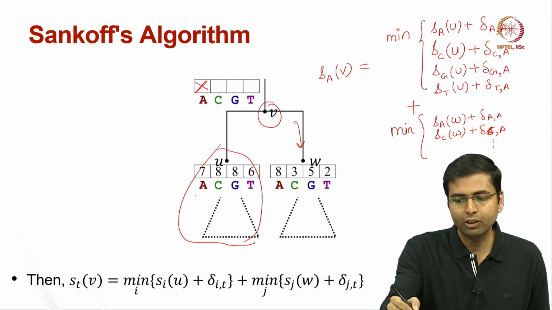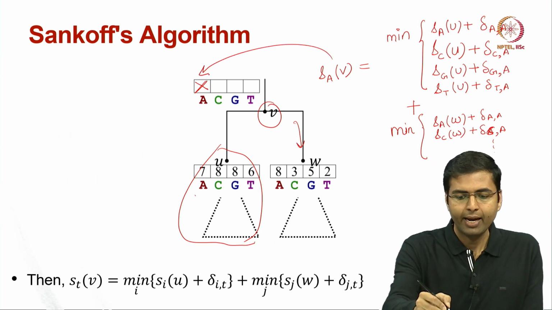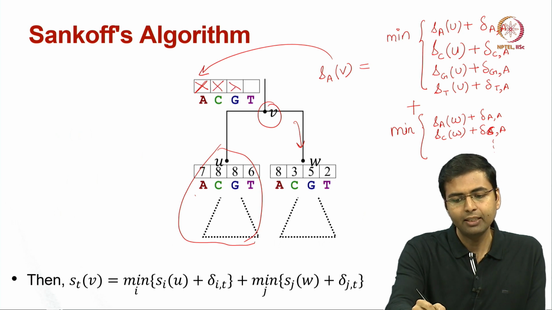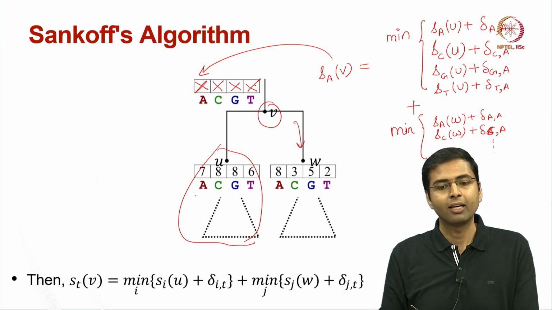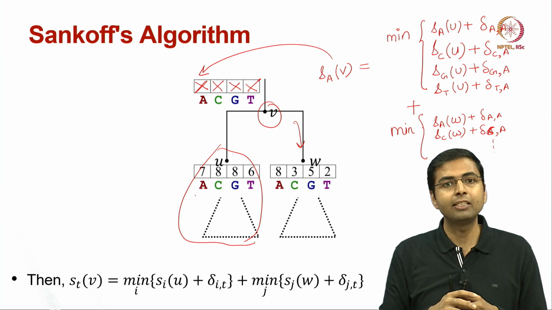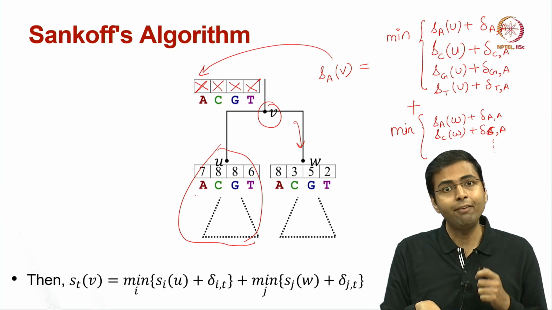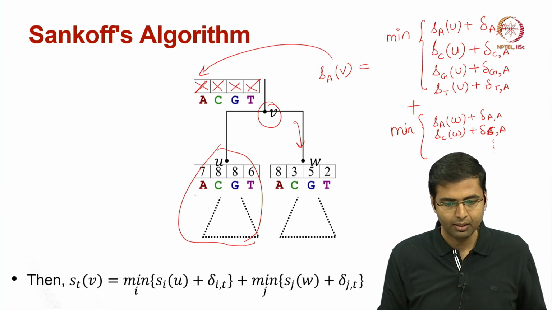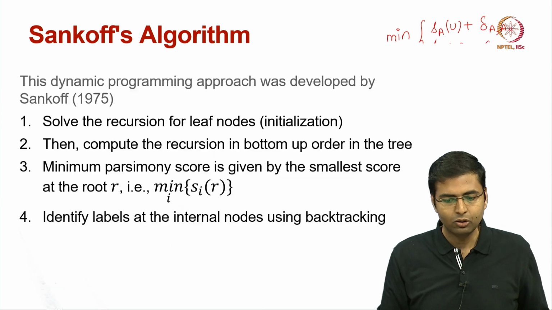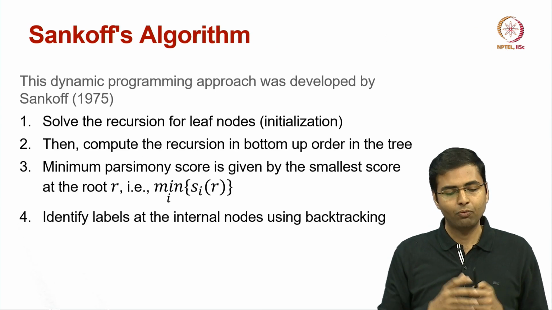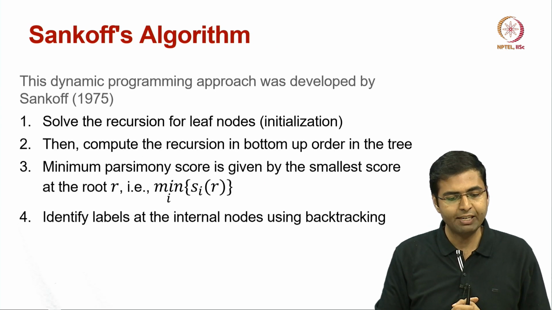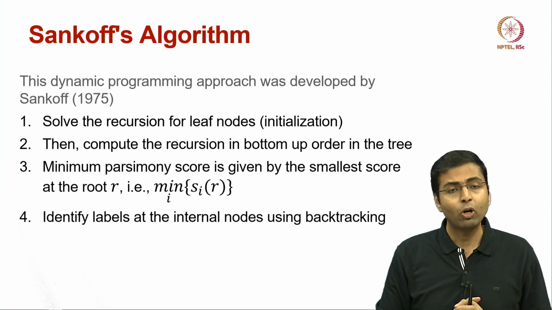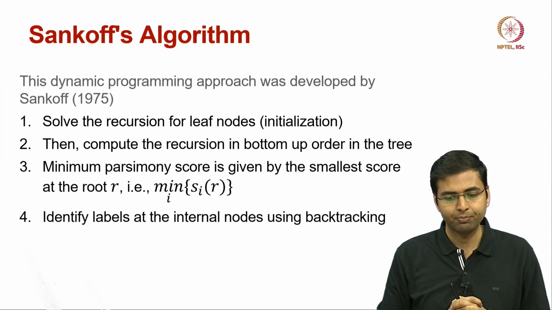So, we would put the value here, and similarly we can repeat this process for C, G as well as T. So, at each vertex we are considering all possible states, and then we are asking for the minimum parsimony score assuming that state for that vertex. So, this algorithm was given by Sankoff in 1975, and because of this recursion, now we can execute this recursion and run the dynamic programming algorithm.